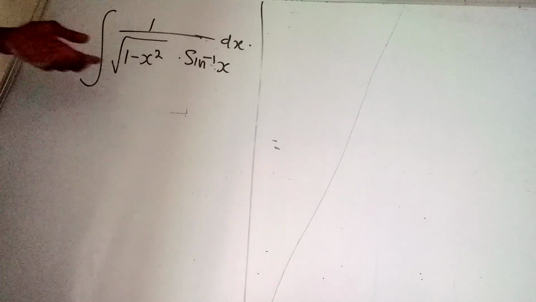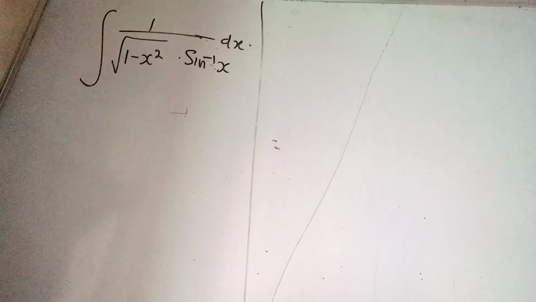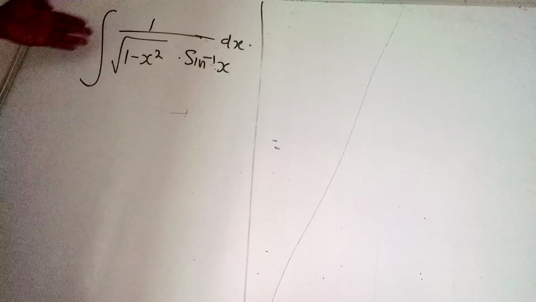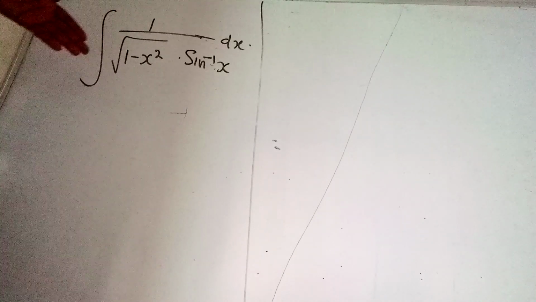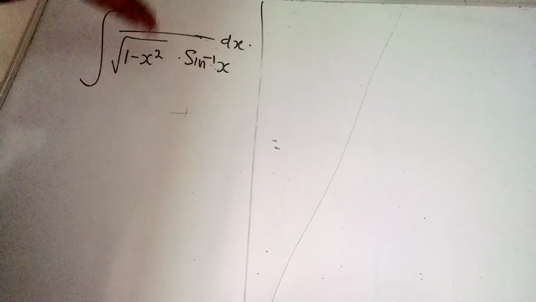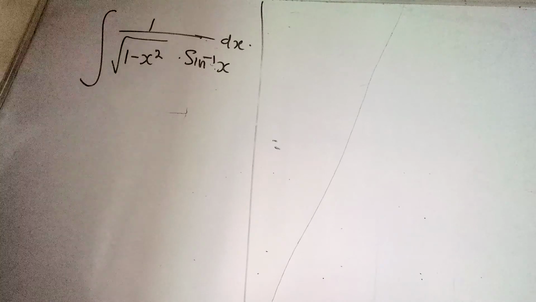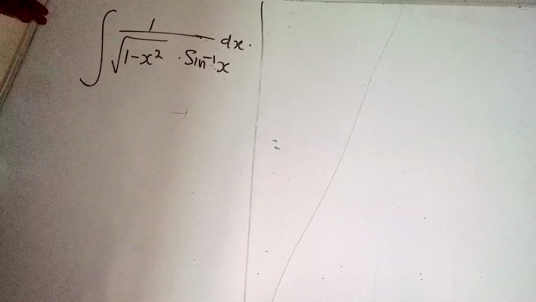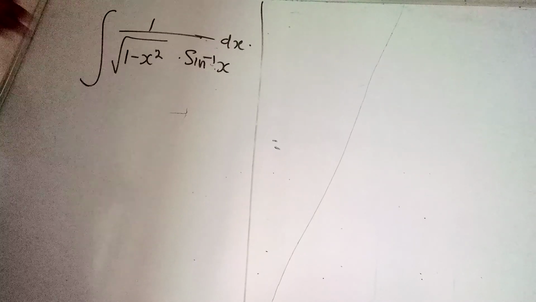Today we want to have a look at another integration problem. We are given the integral of 1 over square root 1 minus x squared, times arcsine x, that is inverse of sine x, dx. Now, how do we go about solving this problem?